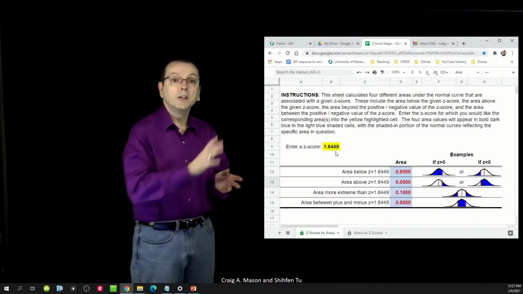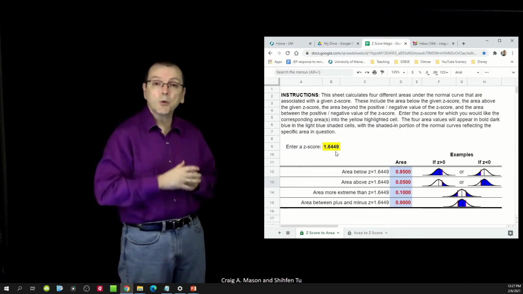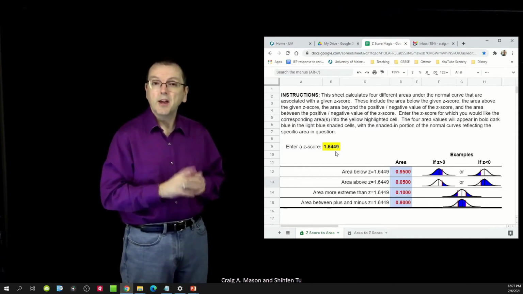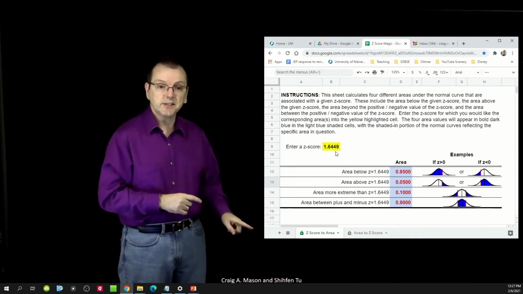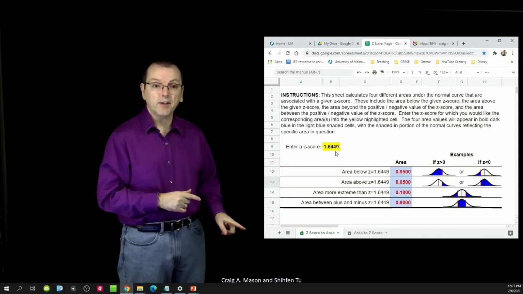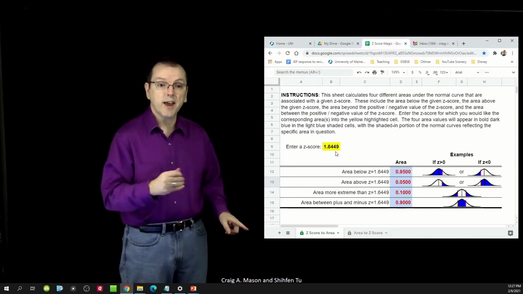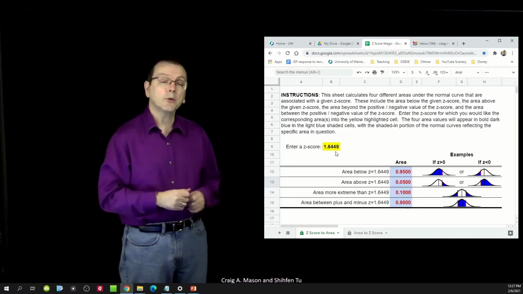So I've created a Google Sheet called Z-Score Magic. What I like about it is it's not a 1990s solution. It gives you the exact value for what you're looking for. Okay? Let's take a look. So here I've opened Z-Score Magic in my browser. And the first thing you may notice is that there's two tabs in the file. There's a tab Z-Score to Area and Area to Z-Score.